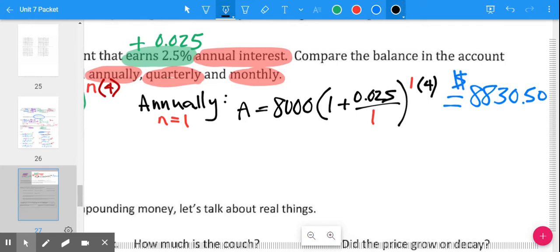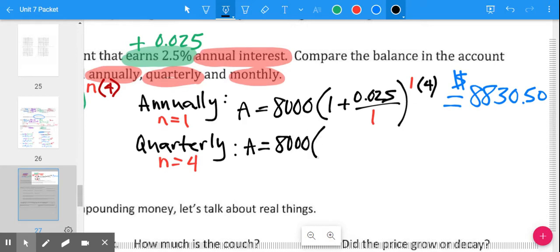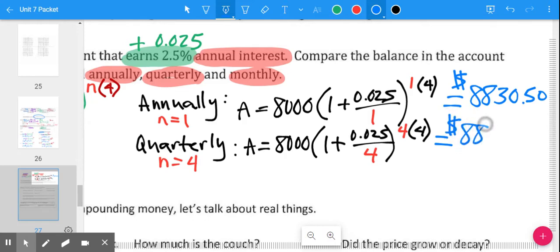So then if you looked at this quarterly, which means that your n value is 4, we would write A equals 8,000 times 1 plus 0.025 over 4 to the n times t. When you plug that straight into your calculator, you end up with $8,838.62.